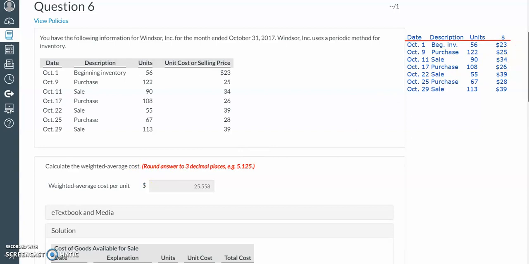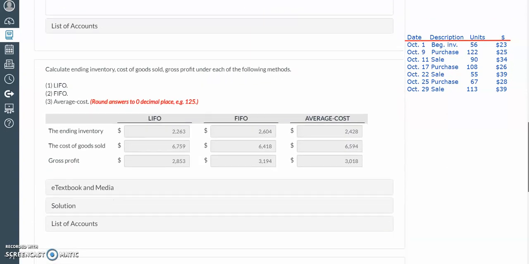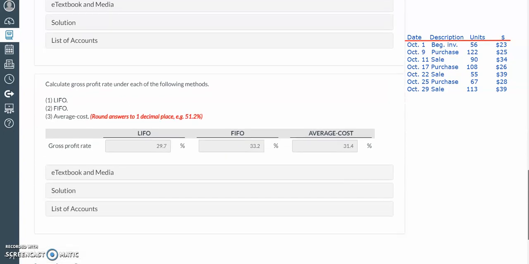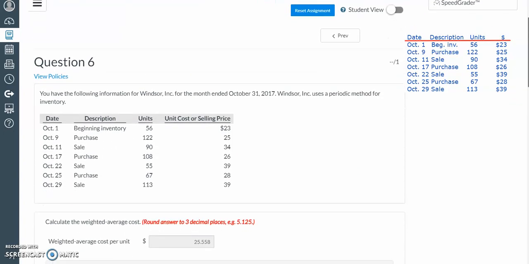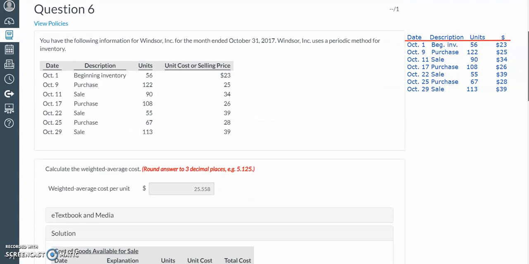And then we need to know the LIFO and FIFO and average cost, ending inventory, and cost of goods sold. And we're also going to be computing the gross profit as well as the gross profit rate. So those are the main things that we're going to be doing in this question. Because we're going to be using this data quite a bit, I went ahead and prepped us by typing in the information over to the right side. That way you have it all throughout this problem.